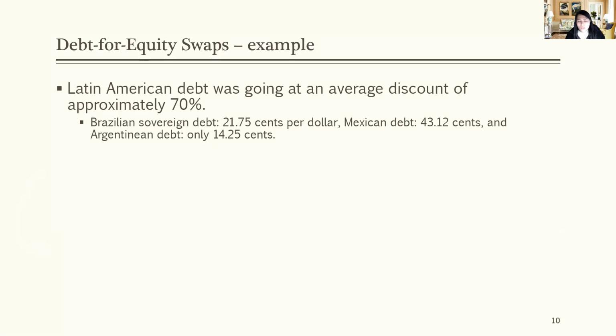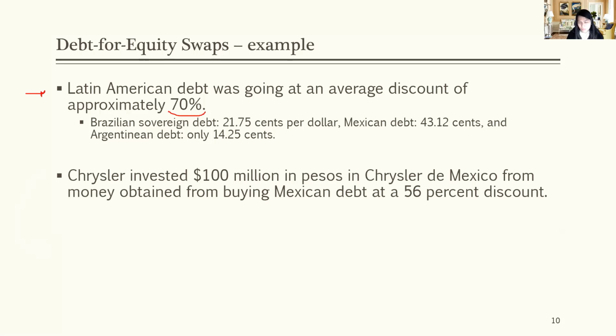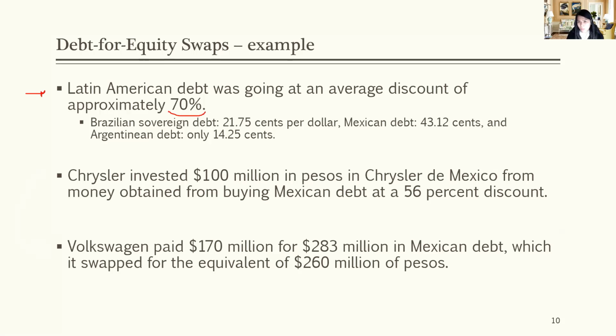So the question is how popular it was, right? How popular was debt for equity swap? So after the debt crisis in 1982, we found that on average, Latin American debt was selling at a discount, at 70%, right? So most of the debt was discounted by 30%. A lot of American companies and European companies also used the opportunity to establish factories in the Latin American countries, okay?